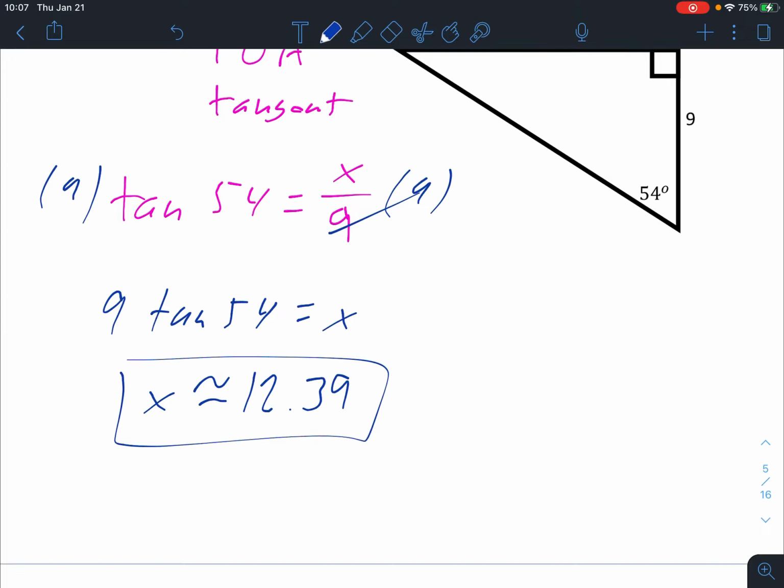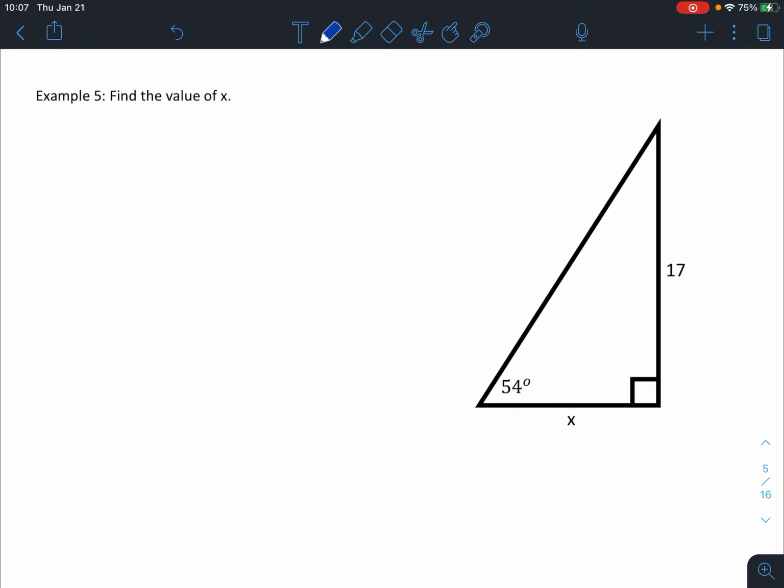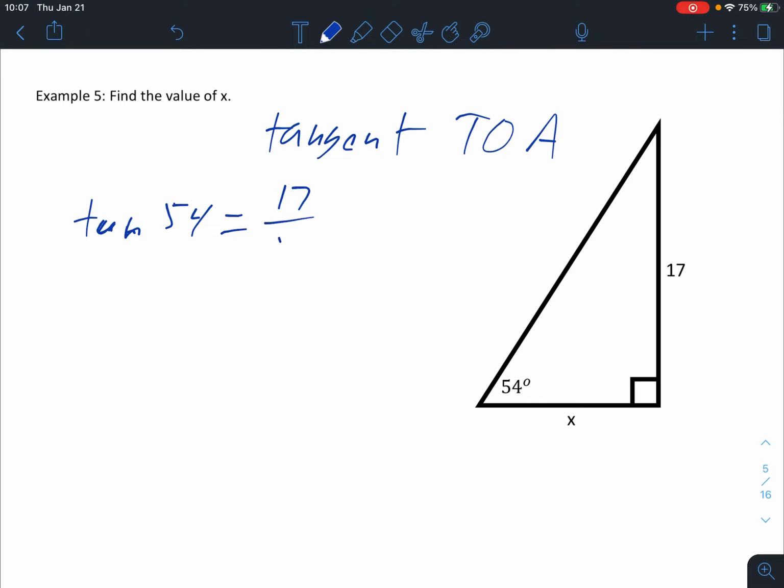All right, so next one. Okay, so here's 54 down here. We have the opposite leg to 54 and the adjacent leg to 54, not the hypotenuse. So once again, this is going to be tangent, or TOA. So we set up our equation tan 54 equals the opposite leg over the adjacent leg, so 17 over x.